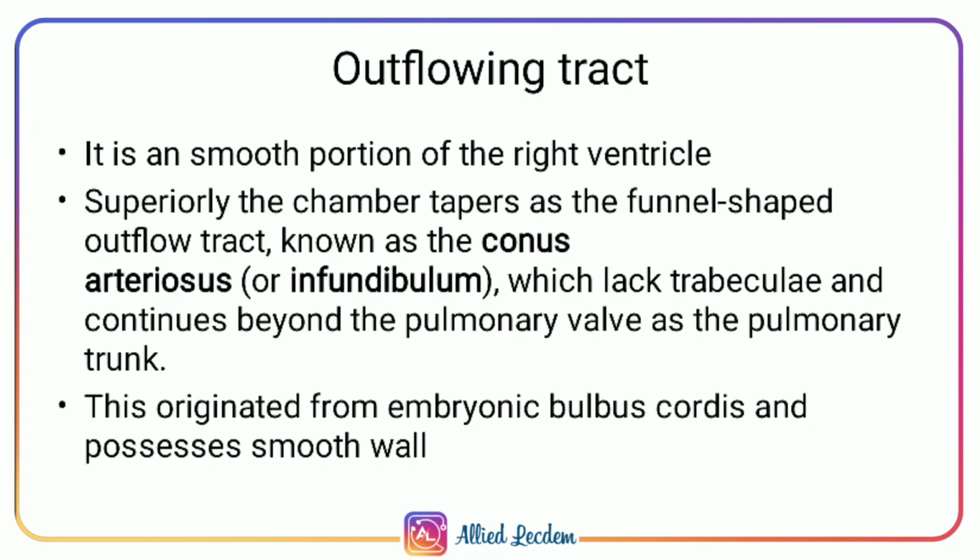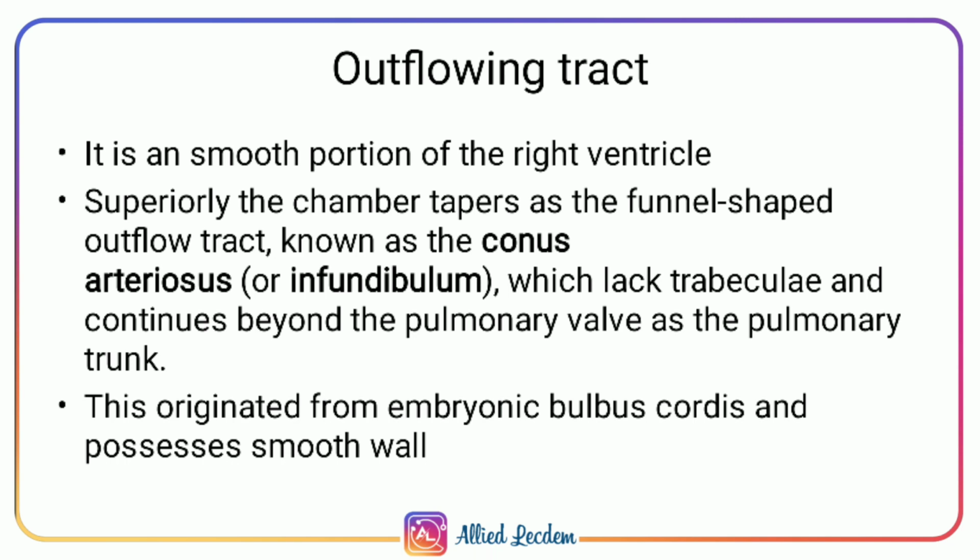Outflowing tract. It is a smooth portion because it lacks trabeculae carneae, a specialized muscle present in the RV. In the RA, we heard a term, pectinate muscle. And in the RV, now we hear a term, trabeculae carneae. The main difference between these two muscles is that pectinate muscle helps in contraction whereas trabeculae muscle helps in conduction.